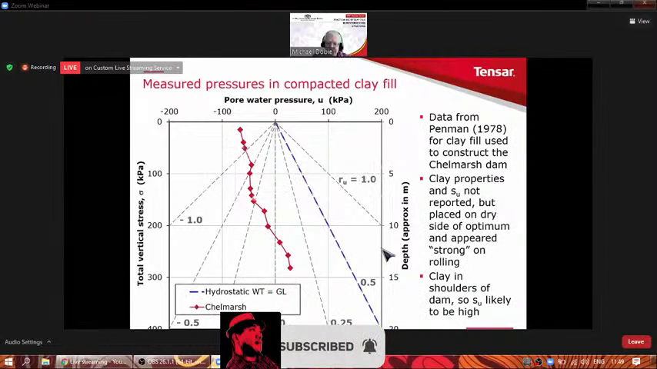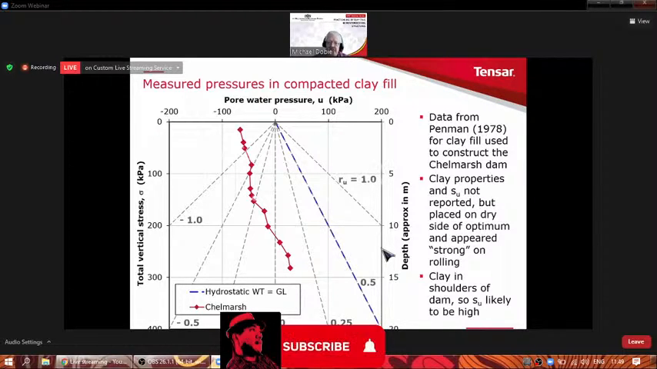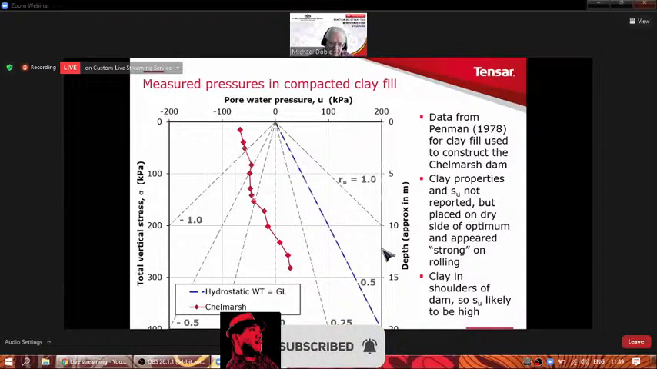Here's another piece of information. This is coming from construction of a dam in the UK, the Chelmarsh Dam. There was no report of the undrained shear strength value, except it was reported as being quite strong on rolling. It's a rolled clay dam. And you can see again this tendency, as you reach the top of the clay, that the suction is getting higher and higher.